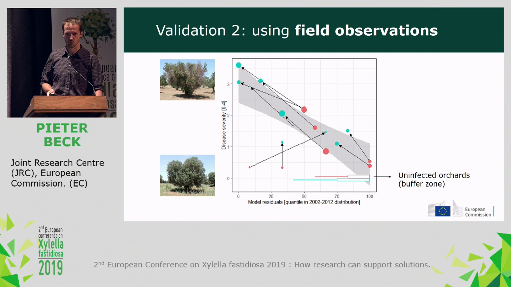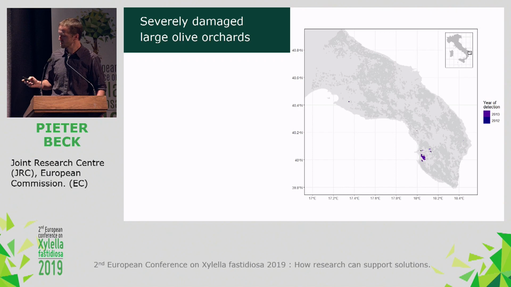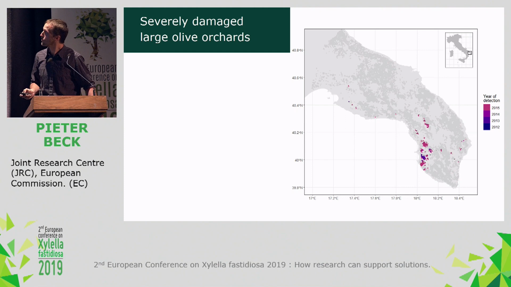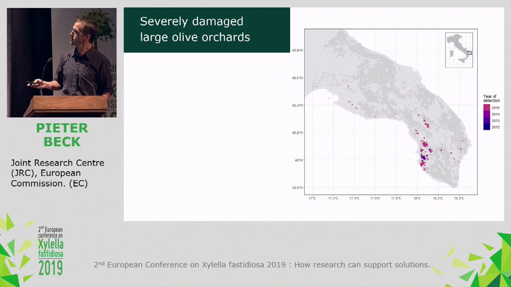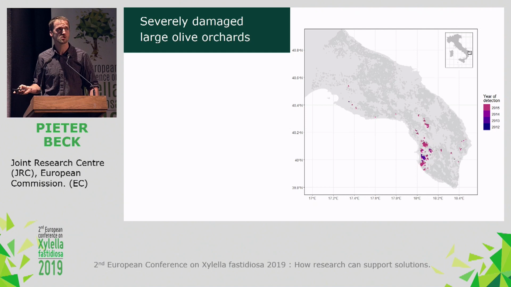So let me get to results. This is that initial map with the damage we saw in 2012, 2013. By the end of 15, this is the damage we detected. You see you have a couple of dots here. This might be damaged for other reasons. They might have been cleared, those orchards. It's not necessarily Xylella, let me stress that.